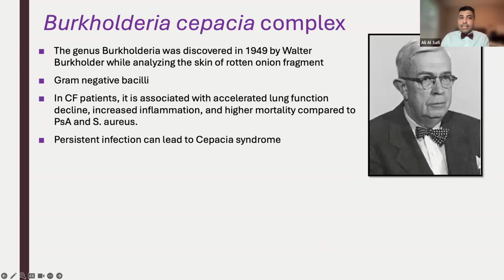Burkholderia cepacia complex. The genus Burkholderia was discovered in 1949 by Walter Burkholder while analyzing the skin of rotten onion fragments. The name cepacia comes from the Latin word cepa, which means onion, and that makes sense given that he discovered it while examining the skin of onion. In CF patients, it's associated with accelerated lung function decline, increased inflammation, and higher mortality compared to Pseudomonas and Staph aureus. Persistent infection can lead to cepacia syndrome.